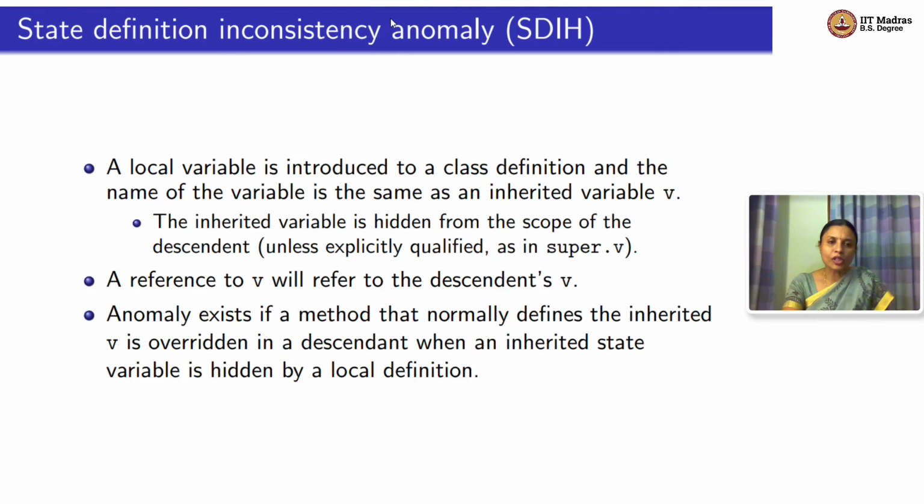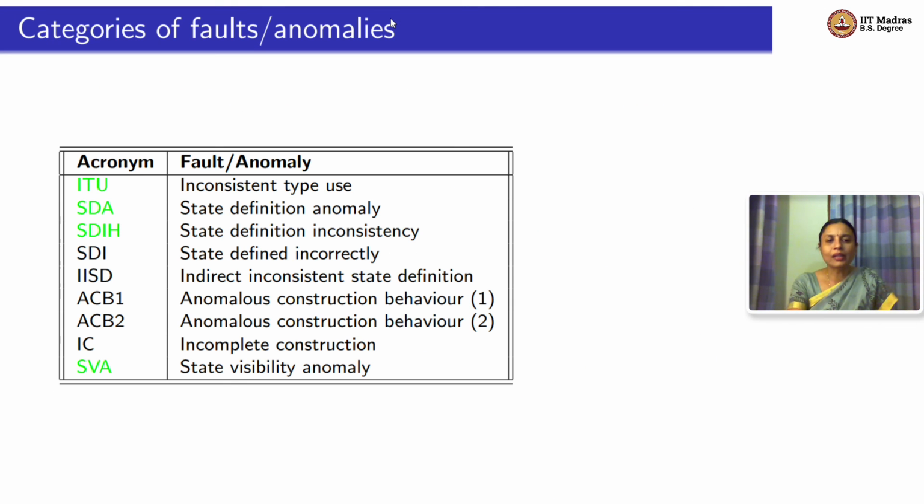So like this, let me just go back by a few slides. This table had 9 of the faults or anomalies. A few more are available. We saw 4 of them, the green colored ones, in detail through examples. There's also incorrect state definition and a few faults related to use of constructors, which we didn't look at. Those are the 3 that we didn't look at. But I hope the ones that we looked at will give you an idea of what are the different kinds of faults that can occur just because we have class inheritance and overriding methods and different access levels of variables.